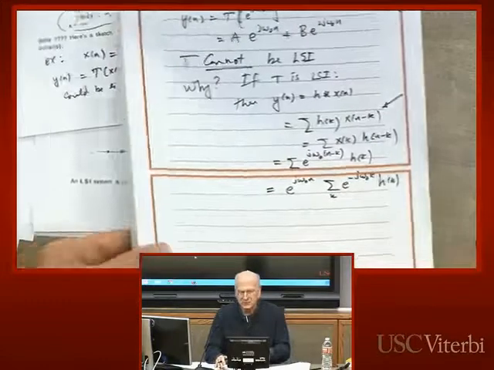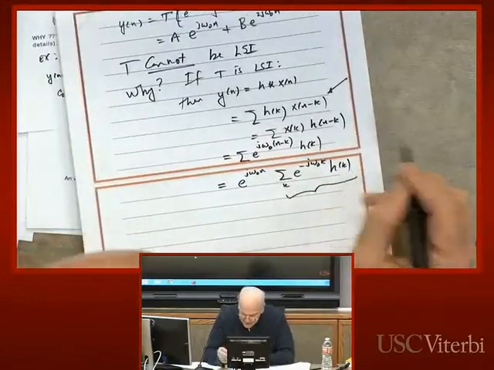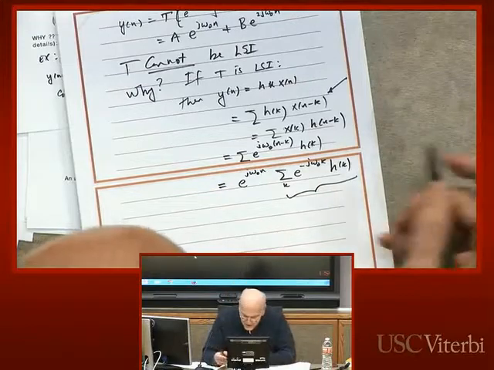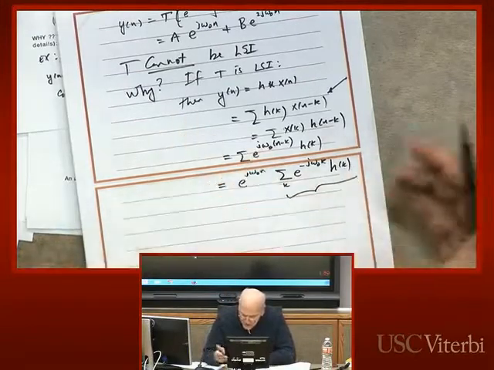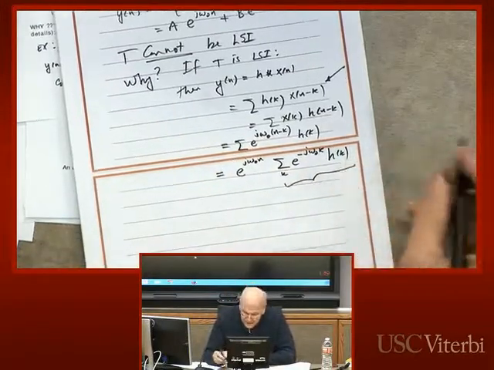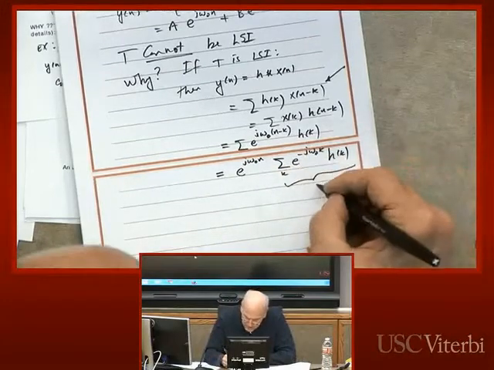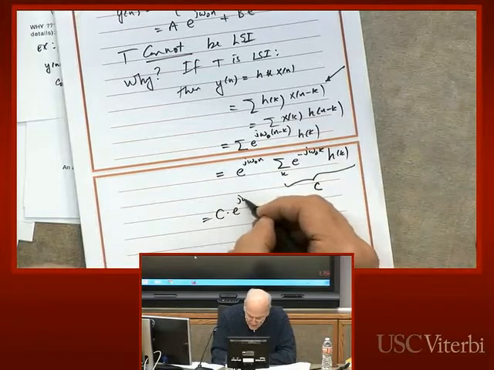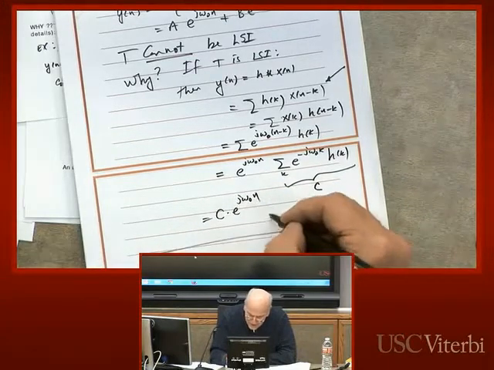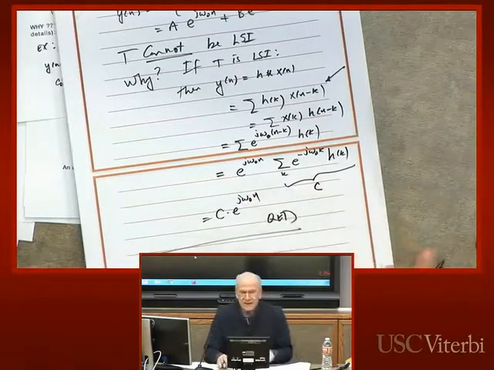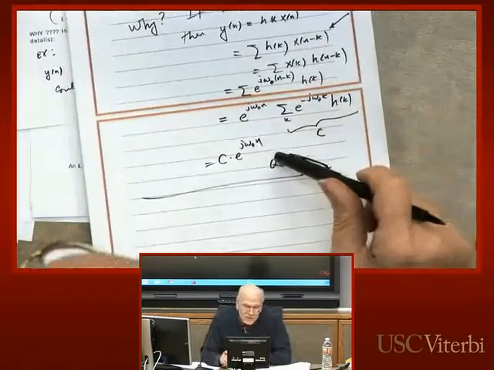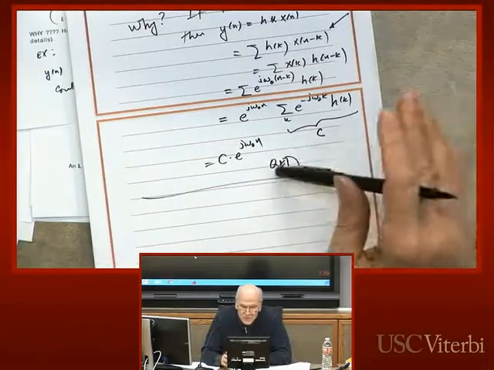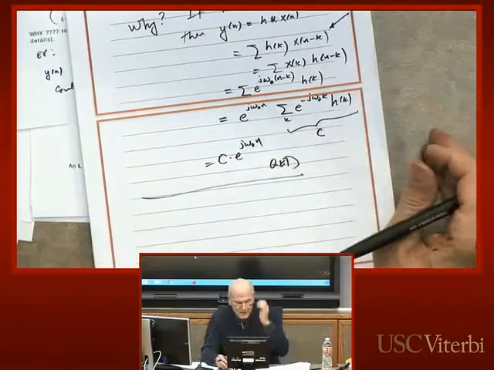Next time, we will see that this is actually the discrete time Fourier transform of h, but for now this is just some constant. It doesn't depend on n. It's just a sum, so I'll call that c. So this is c times e to the j omega naught n. That's QED. Why? You don't see an e to the 2 j omega naught n. You only see e to the j omega naught n.